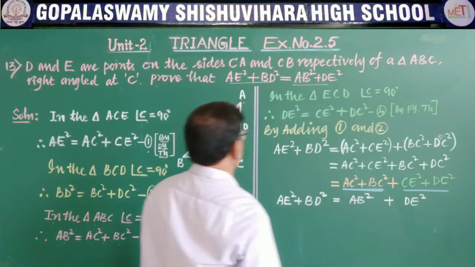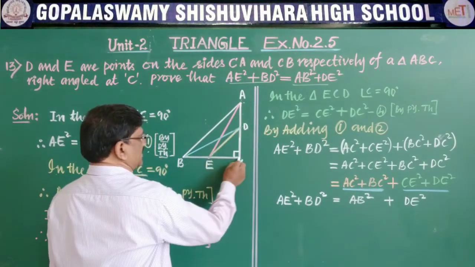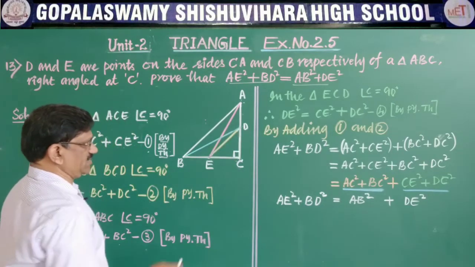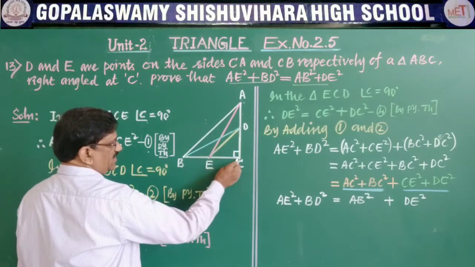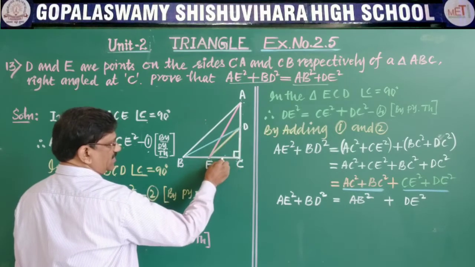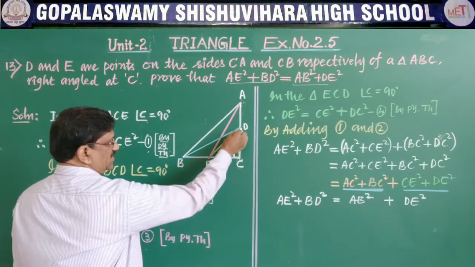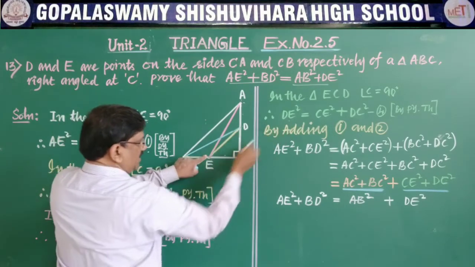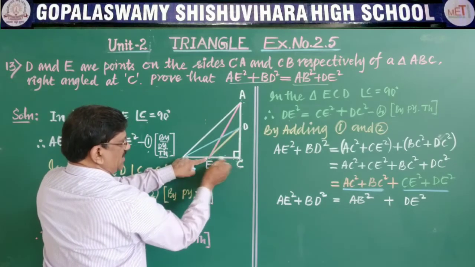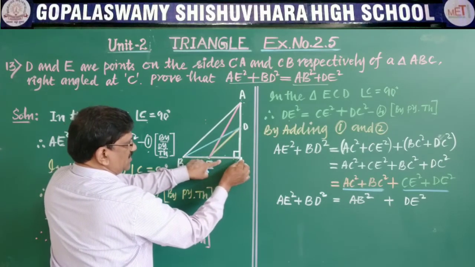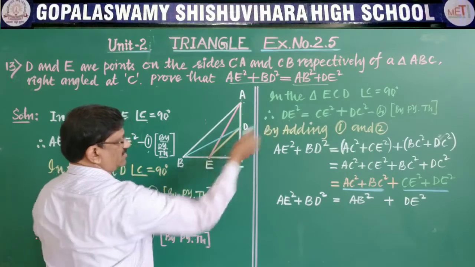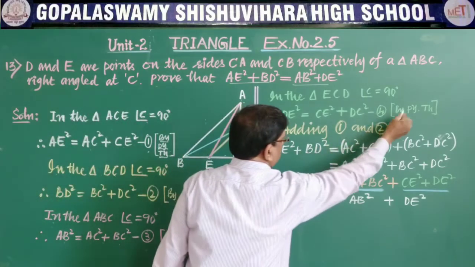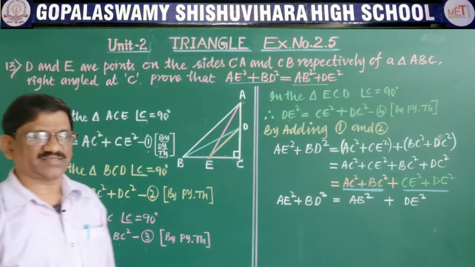Next, in the triangle ECD, you see here, once again angle C is a right angle. By applying Pythagoras theorem here, DE square is equal to CE square plus DC square. This is equation 4, once again by using Pythagoras theorem.